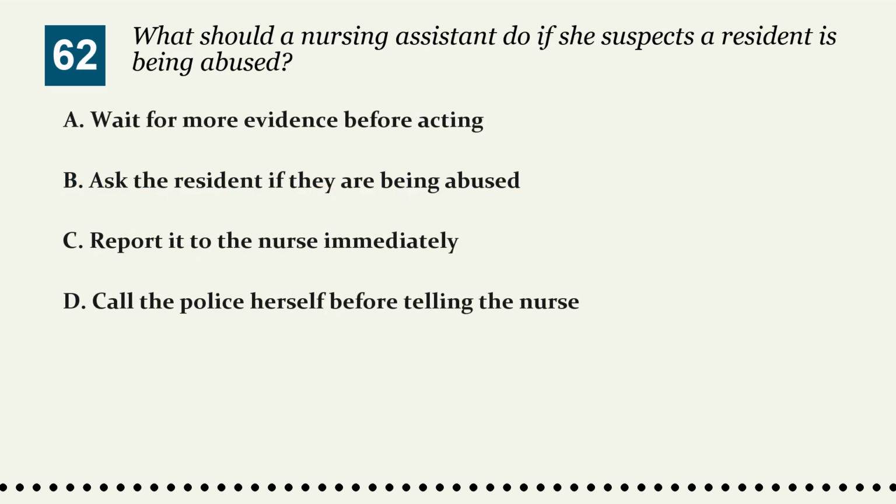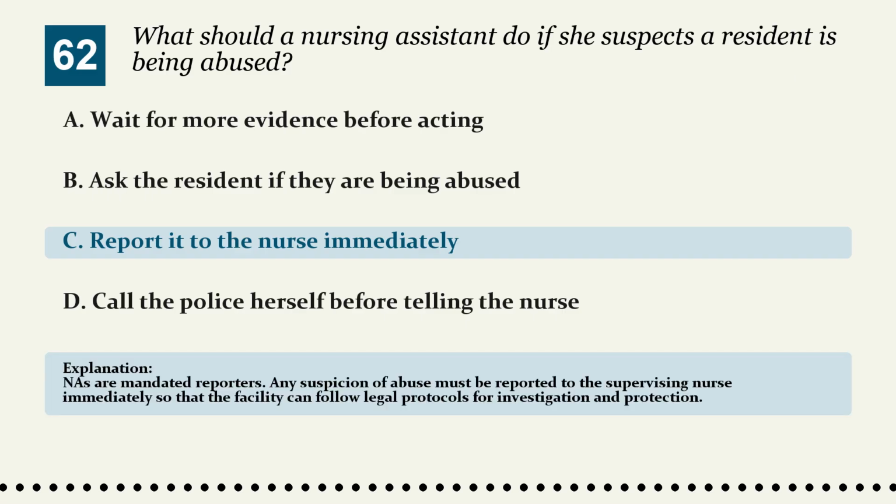Question 62. What should a nursing assistant do if she suspects a resident is being abused? Option A, wait for more evidence before acting. Option B, ask the resident if they are being abused. Option C, report it to the nurse immediately. Option D, call the police herself before telling the nurse. The correct answer is option C. Report it to the nurse immediately. NAs are mandated reporters. Any suspicion of abuse must be reported to the supervising nurse immediately so that the facility can follow legal protocols for investigation and protection.